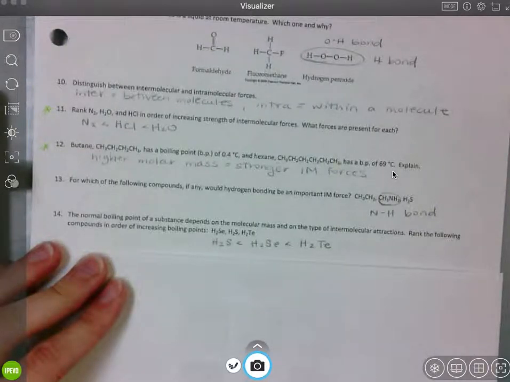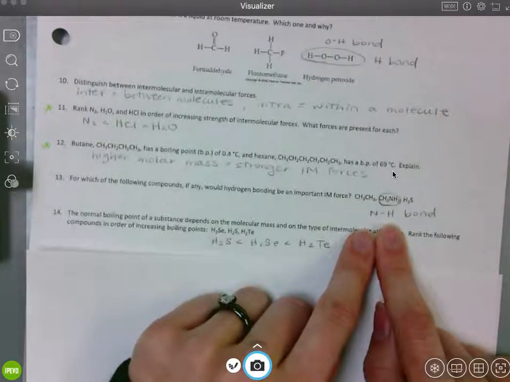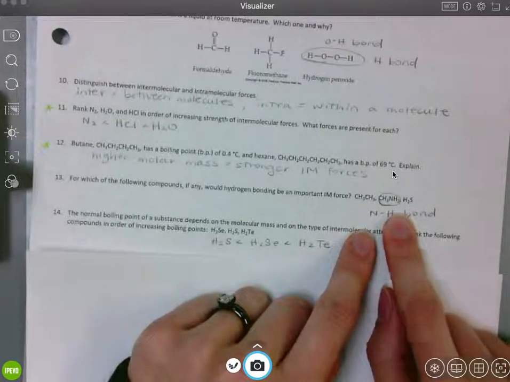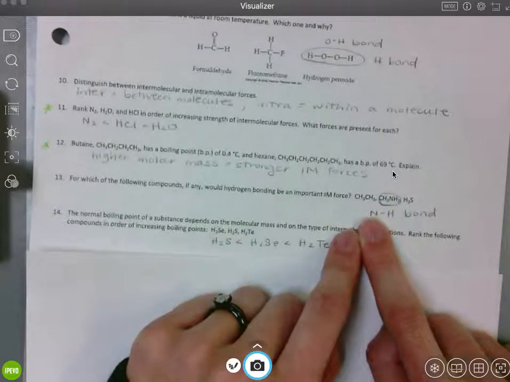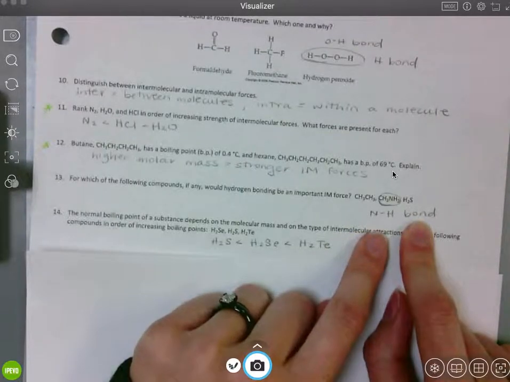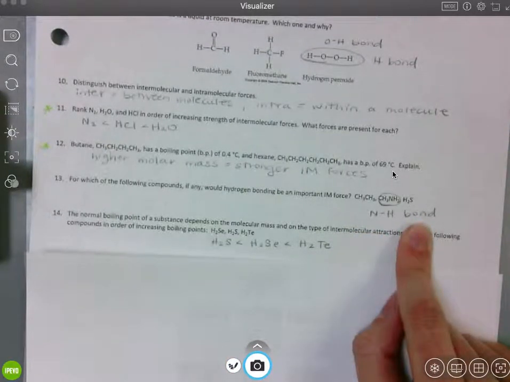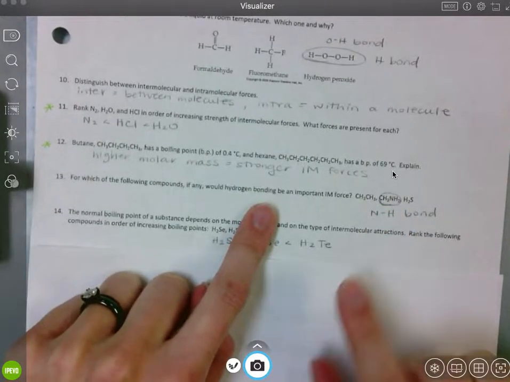So CH3CH3, CH3NH2, and then H2S. Here in CH3NH2, those 2 hydrogens belong to that nitrogen. That means we have 2 hydrogens attached to a nitrogen, and the nitrogen-hydrogen bond has hydrogen bonding capabilities. So we're looking for hydrogen bonding: nitrogen-hydrogen, oxygen-hydrogen, fluorine-hydrogen is what we're looking for there.